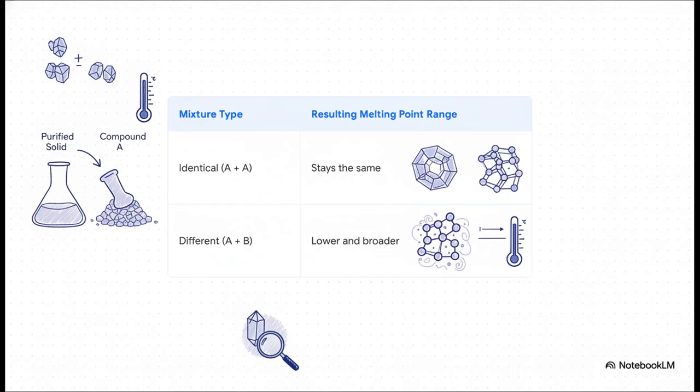To prove it for sure, you grind up a 50-50 mixture of your unknown compound and known compound A. If they're identical, the melting point range stays exactly the same. But if they're actually different compounds, those mixed impurities are going to disrupt the crystal lattice. The resulting melting point of the mixture will suddenly be much lower and broader, say down to 90 to 97 degrees. It's just a beautifully simple, undeniable physical proof of identity.